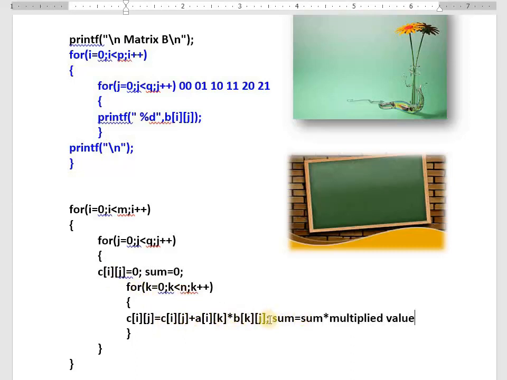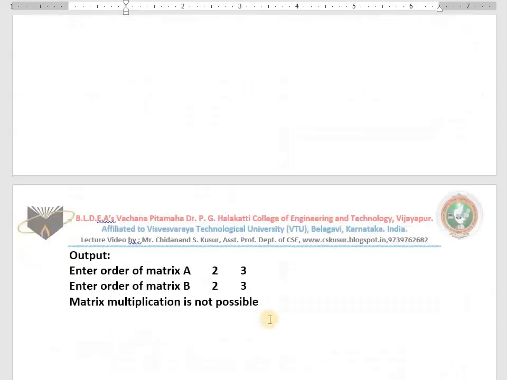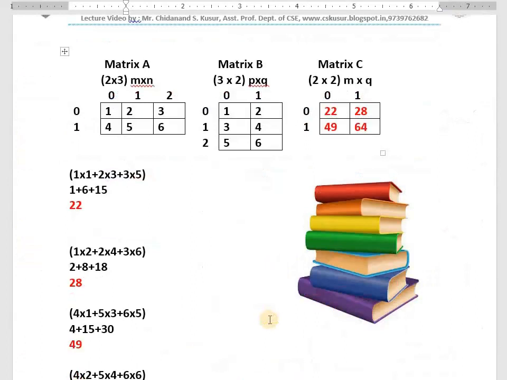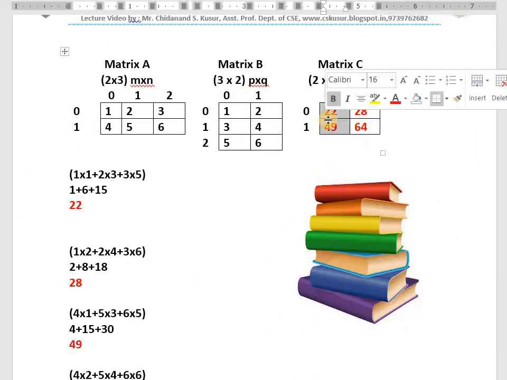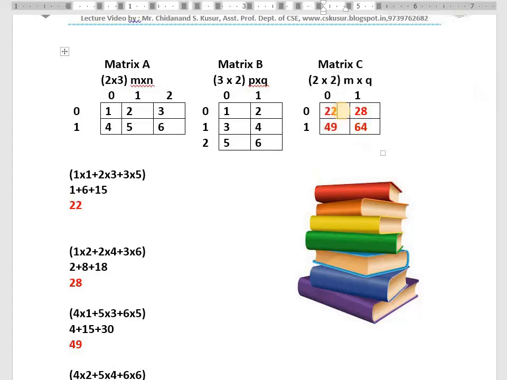I will explain only one element so that you can calculate the remaining by your own. I explain slowly, so please listen with concentration. I will show how this 22 will be calculated by the machine. First time i is 0, j is 0, k is 0. C of ij, meaning C of 0 0, equals 0. What happens? 0 plus.